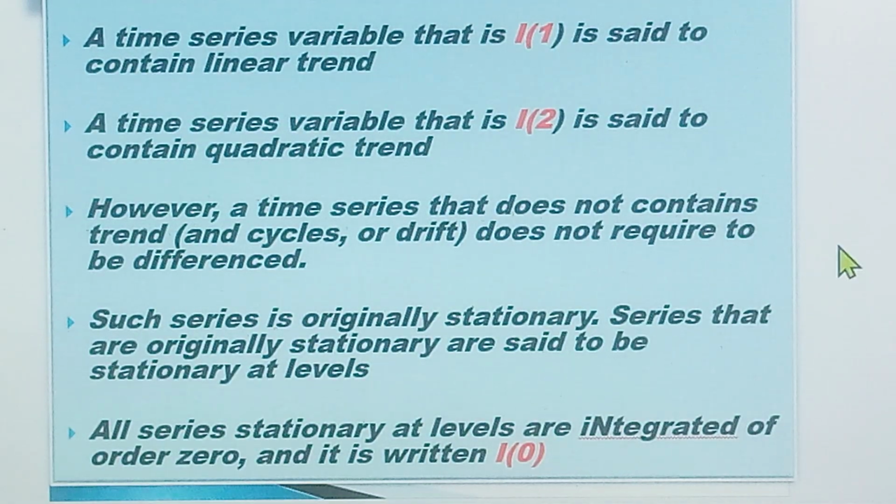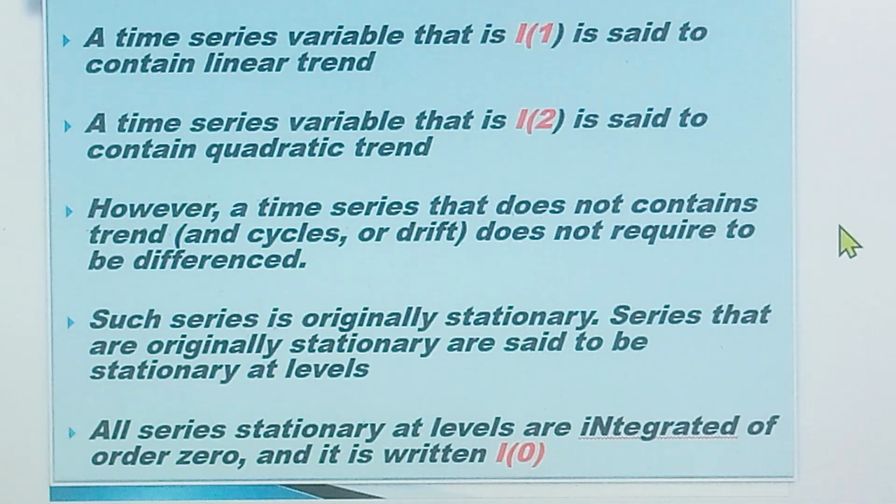All right. Now, a time series variable that is I(1) is said to contain linear trend, while a time series variable that is I(2) is said to contain quadratic trend. What we are saying here is that if a time series data is not stationary at levels but becomes stationary on first difference, it means that the trend that is responsible for the data not being stationary is a linear trend. On first differencing, the linear trend must have been removed.